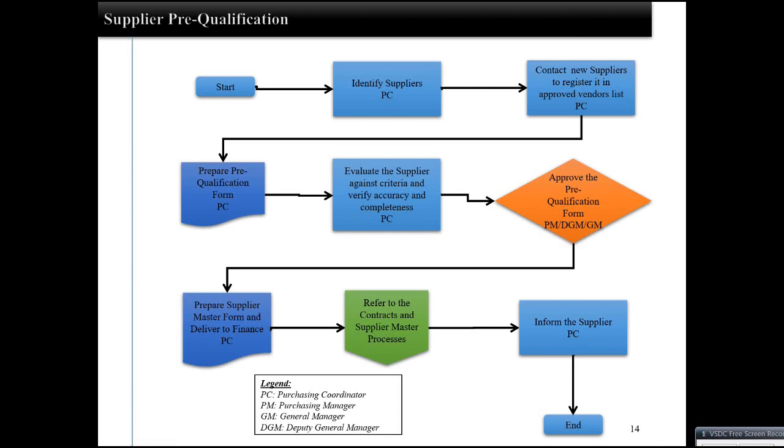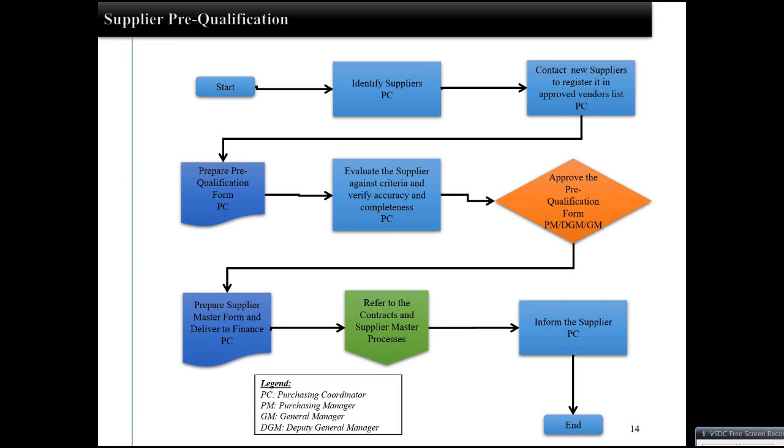Then supplier pre-qualification should be there. Whether suppliers are reliable or not, you'll have to think about this as well. Identify suppliers. Who are the suppliers? You'll have to research your market. Who are the reliable persons? Contact new suppliers as well to register them in the approved vendors list, so that in future it will be easy for you to select the supplier. But if you don't have any vendors list, then you'll have to prepare one right now.